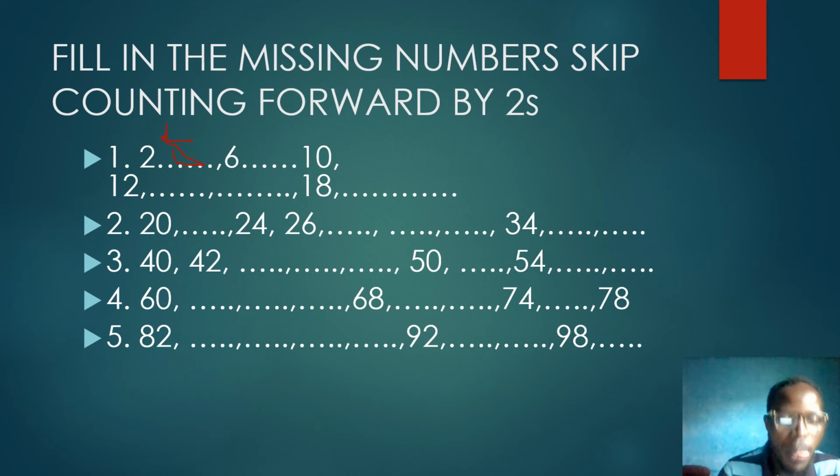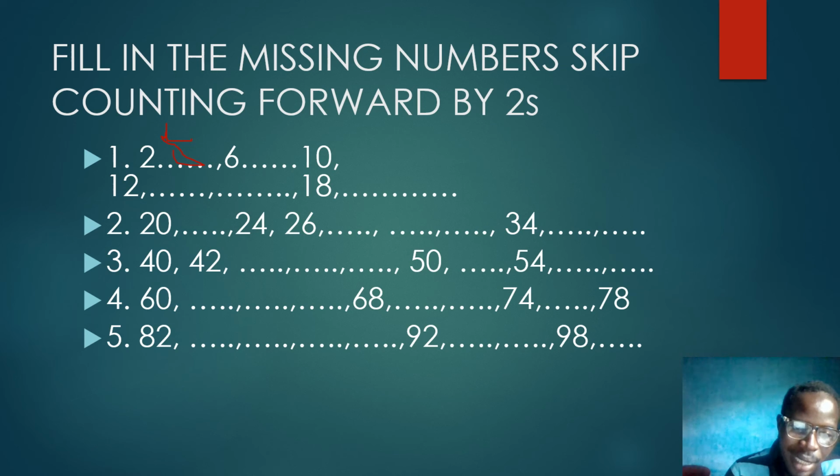Here we have 40. 40 plus 2, we have 42. So let me ask you, 42 plus 2 gives us what? 44. 44 plus 2, 46. 46 plus 2 will give us 48. 48 plus 2, 50. 50 plus 2, 52. 52 plus 2, 54. 54 plus 2, 56. 56 plus 2, 58. In that order.